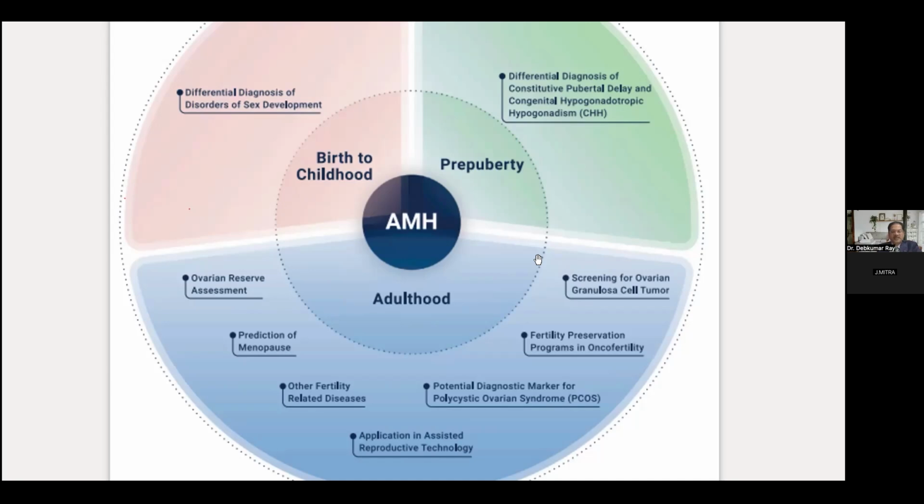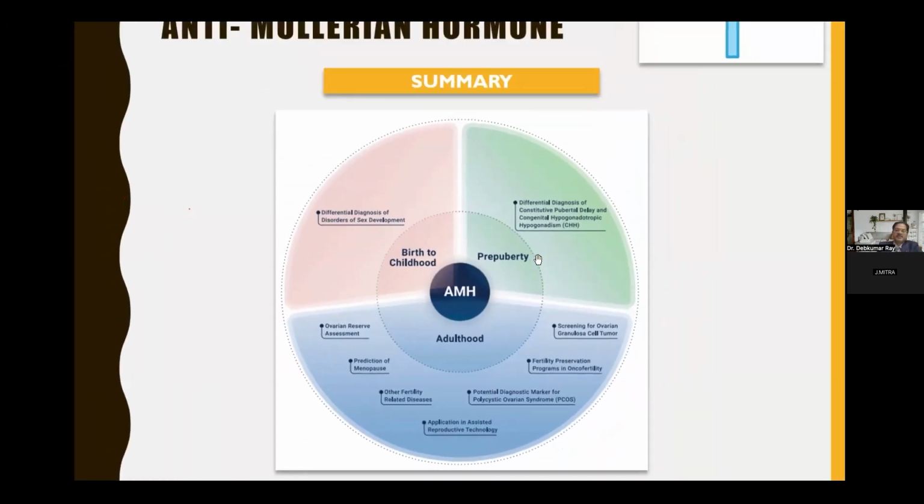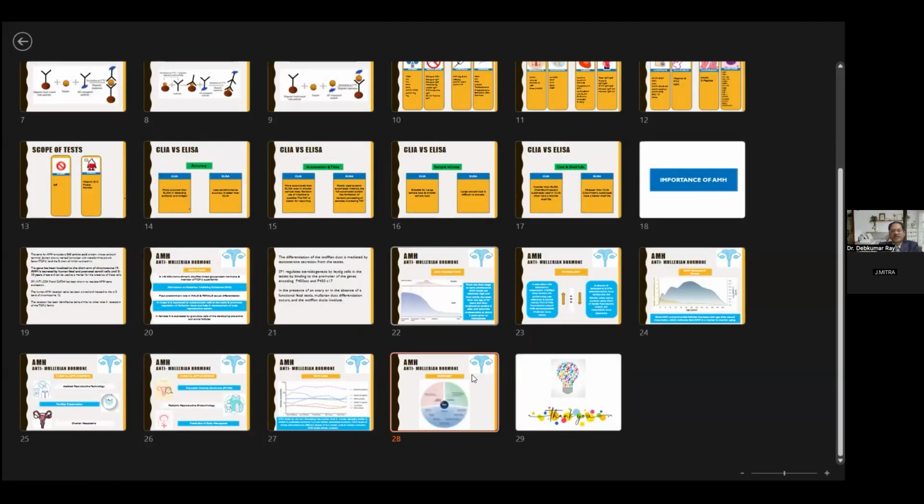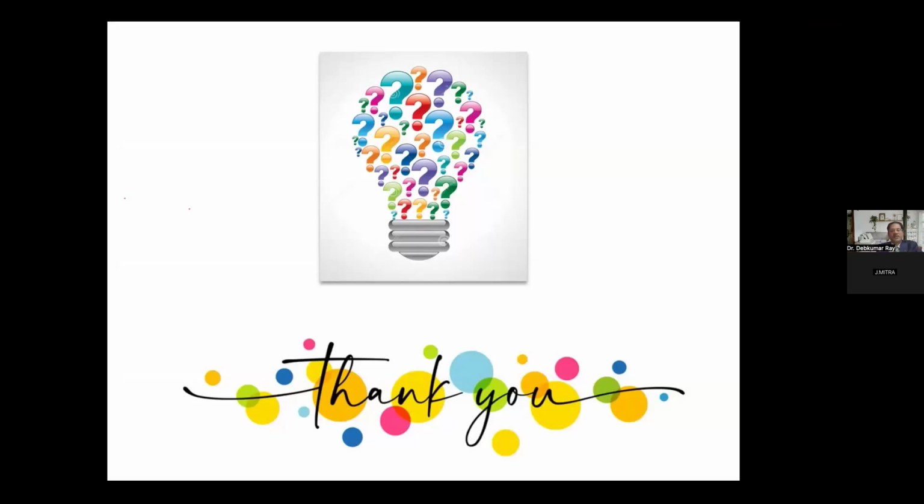And application in assisted reproductive technology, it is being used widely. Now, it is a potential diagnostic marker for polycystic ovarian disease or PCOS, and fertility preservation programs in oncofertility are being done by the assessment of such a hormone like AMH. And lastly, screening of ovarian granulosa cell tumor is also established by assessment of AMH. So these are the entire parts of the topic.